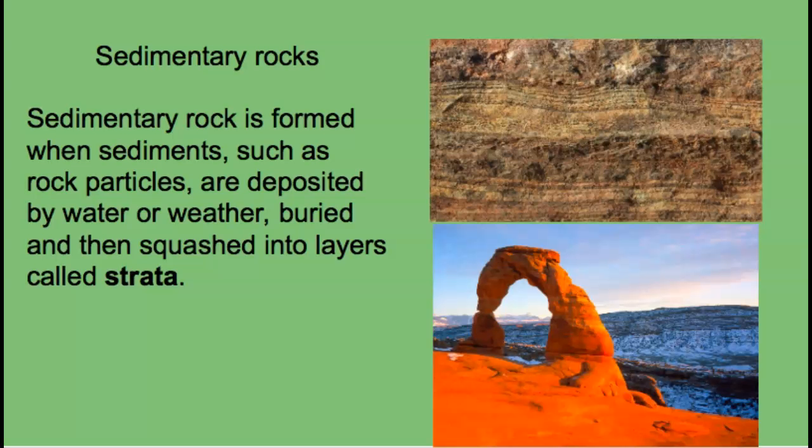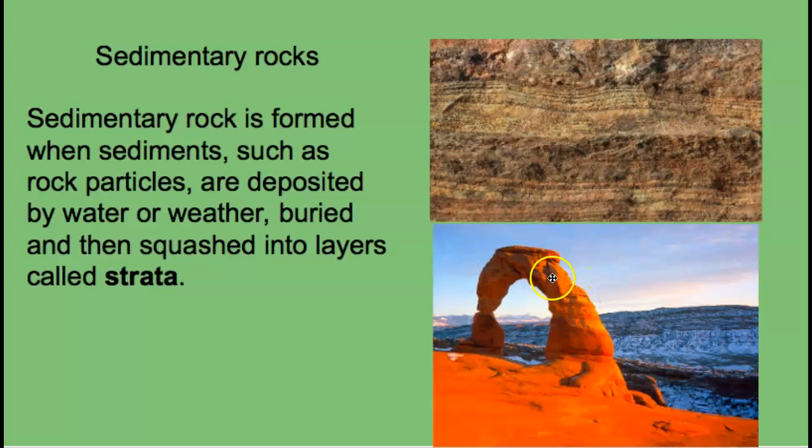Okay, sedimentary rock is formed when sediments, such as rock particles, are deposited by water or by weather. They're buried and then squashed into layers called strata. And we can see the different rock layers here. This is strata, and this is a sedimentary rock. You can see the strata in it.